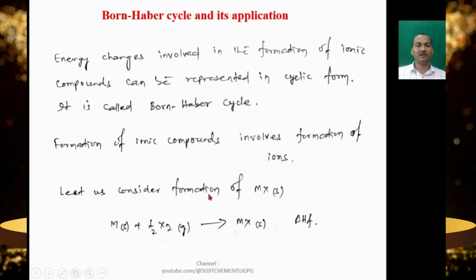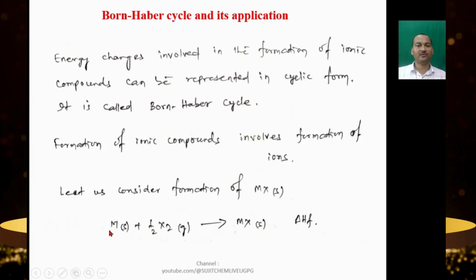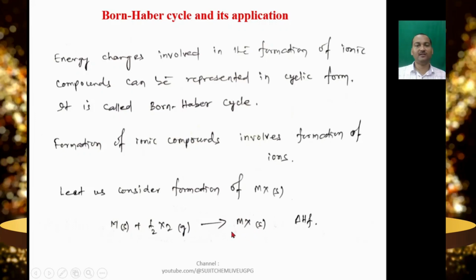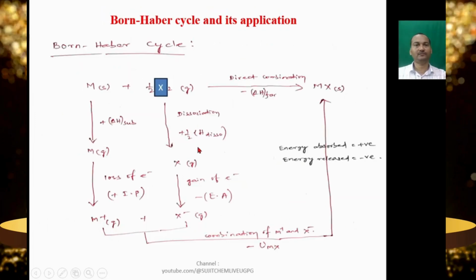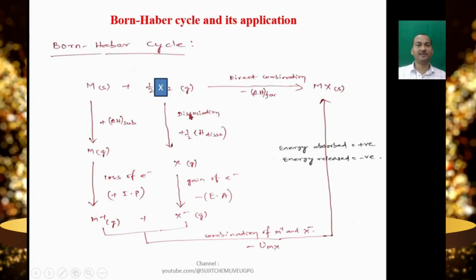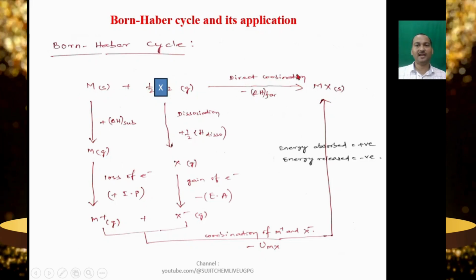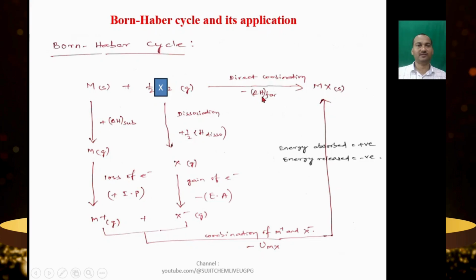So let us consider the formation of MX solid or crystal. M solid plus half X2 gas gives rise to MX solid or ionic compound. This is called delta H formation. So this is the Born-Haber cycle. Here M solid reacts with half X2 gas giving rise to MX solid. This is direct combination, and in this process we get delta H formation.